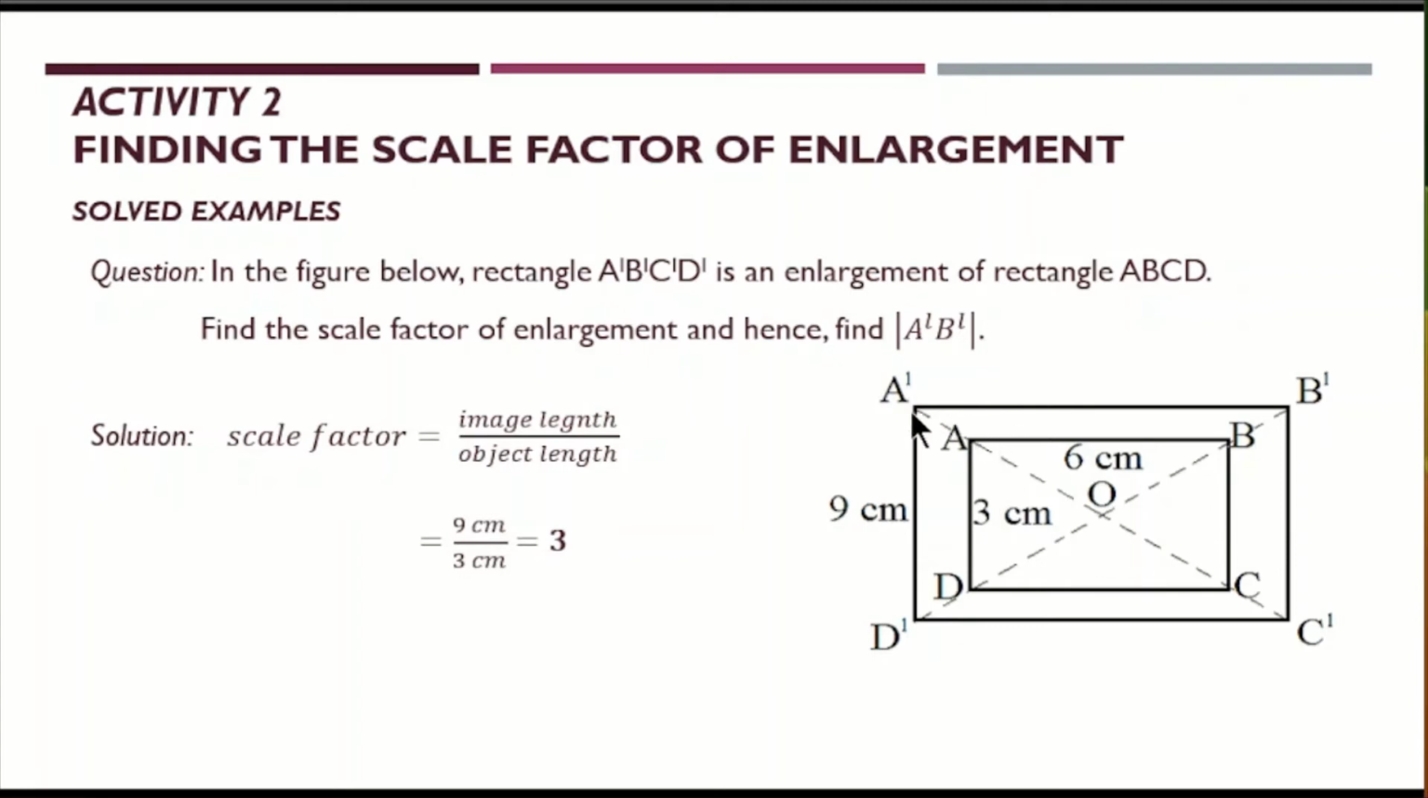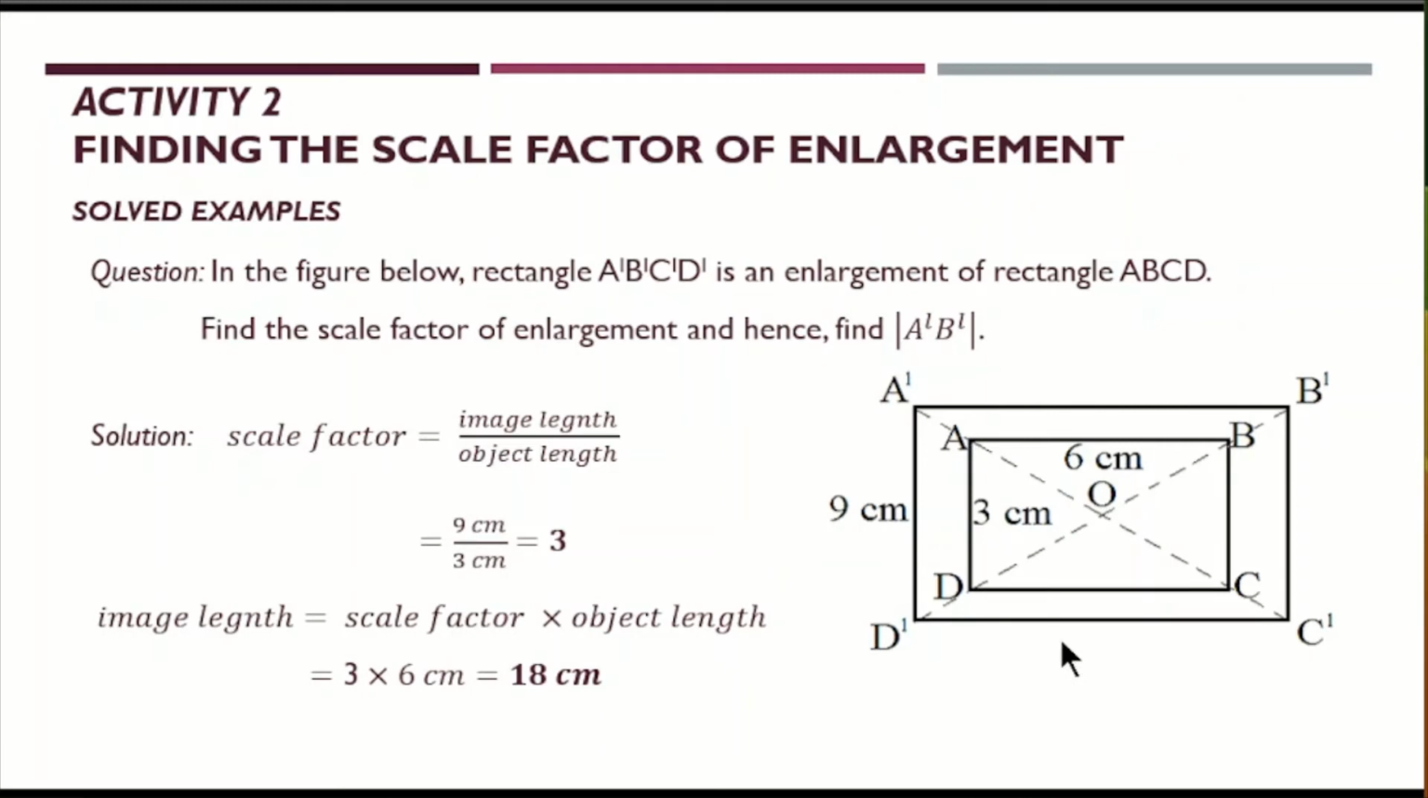And to find the image length A prime, B prime, we identify its corresponding length in the object, which is AB, 6 centimeters. So we can multiply the scale factor by the object length to give us the image length. So that is 3 times 6 centimeters, which is equal to 18 centimeters.